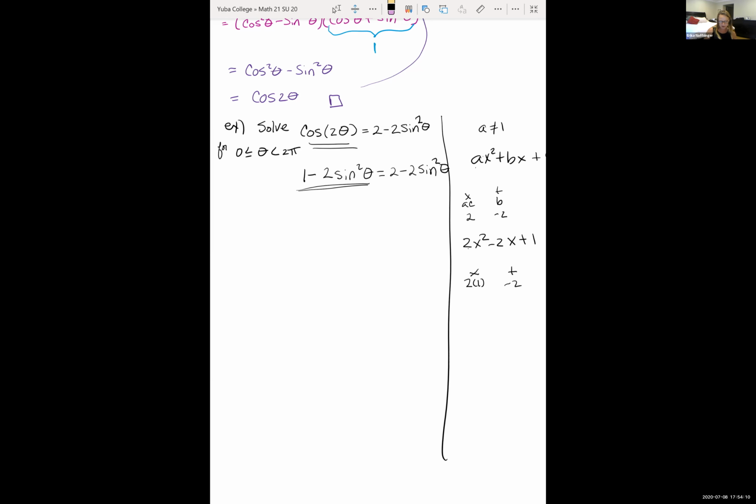Okay, what's going to happen? I think the 2 sine squared theta will cancel. Right. And so we get then 1 is equal to 2. So what does that mean?